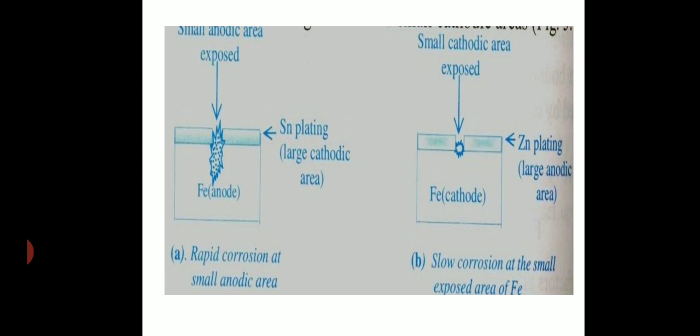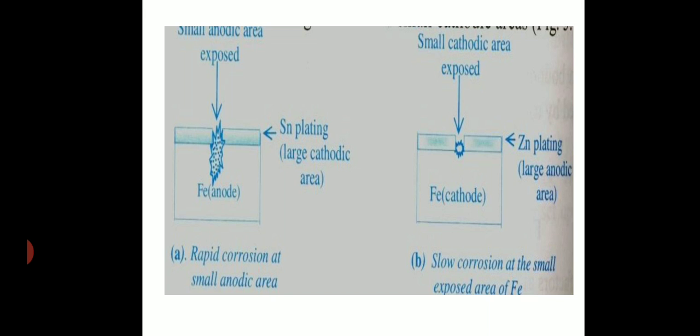As you can see here, two diagrams are there. Here Fe acts as anode in one case. There will be a coating of tin on the surface of it, and if there is any small hole in this situation, this small hole acts as a small anodic area, and the remaining portion of tin becomes a large cathodic area. So there will be severe, rapid corrosion at the small anodic area.